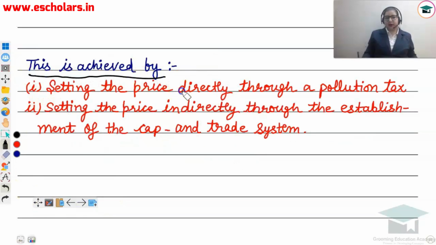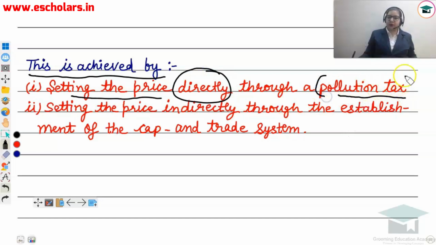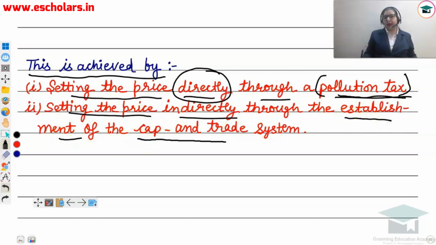This is achieved by setting the price directly through a pollution tax. The government charges the pollution tax from the firms who are involved in generating the pollution. Okay, so this is basically setting the price directly through a pollution tax. Next, setting the price indirectly through the establishment of cap and trade system. Now, what is cap and trade system? We will discuss it later. So, second way is setting the price indirectly through the use of cap and trade system.